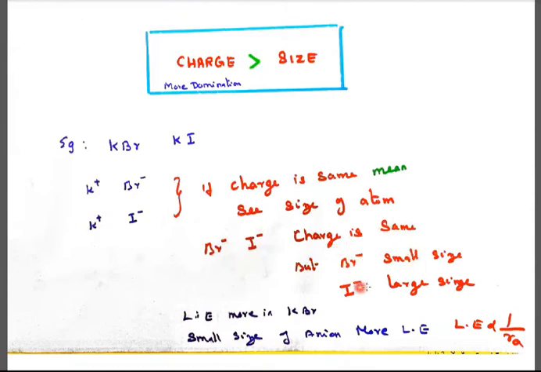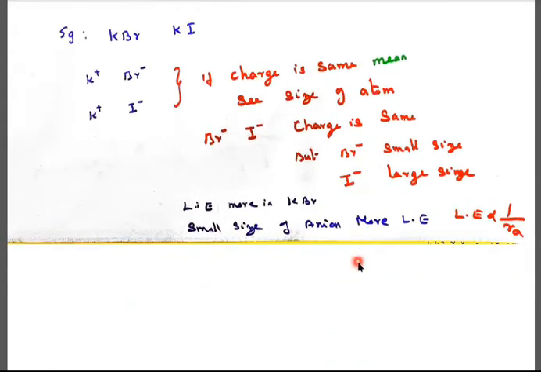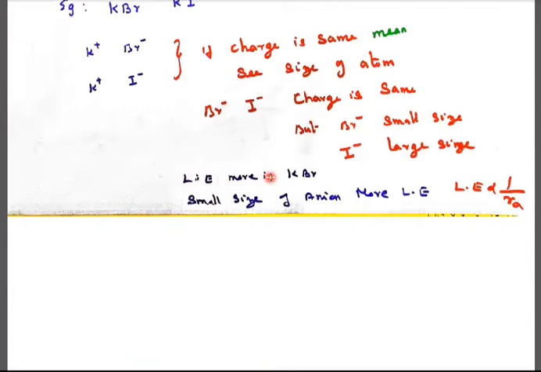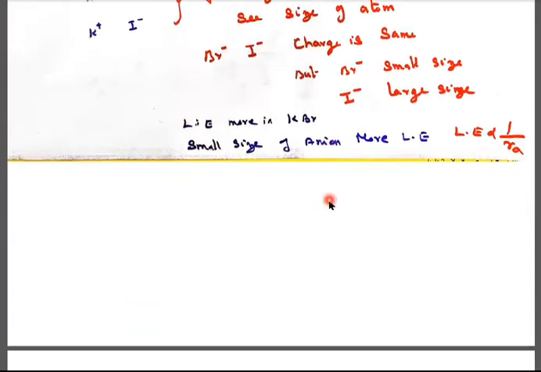So the charge is the same. Br minus is small in size, I minus is large in size, but lattice energy is inversely proportional to the radius of the anion. So a small size will have the greater lattice energy. So KBr has more lattice energy than potassium iodide.